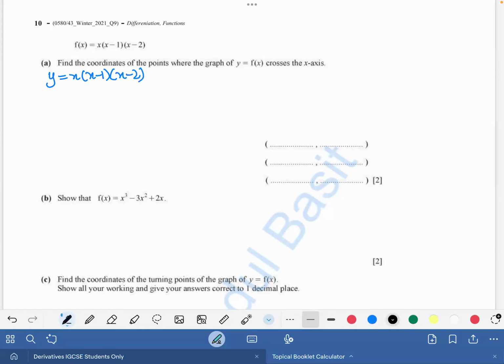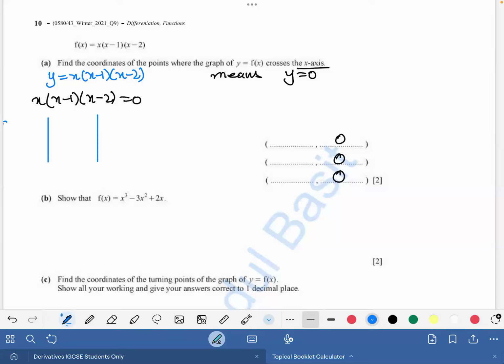It crosses the x-axis means y is equal to 0. So when a graph crosses the x-axis, the y coordinate would be equal to 0. So x bracket x minus 1, x minus 2 equals 0. Agree or not? Yes. लाइन लगा लेते हैं बेटा.